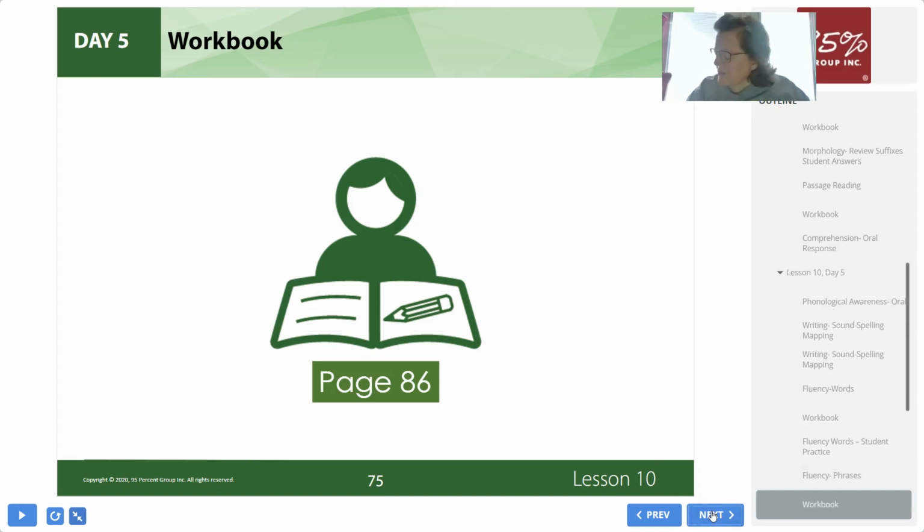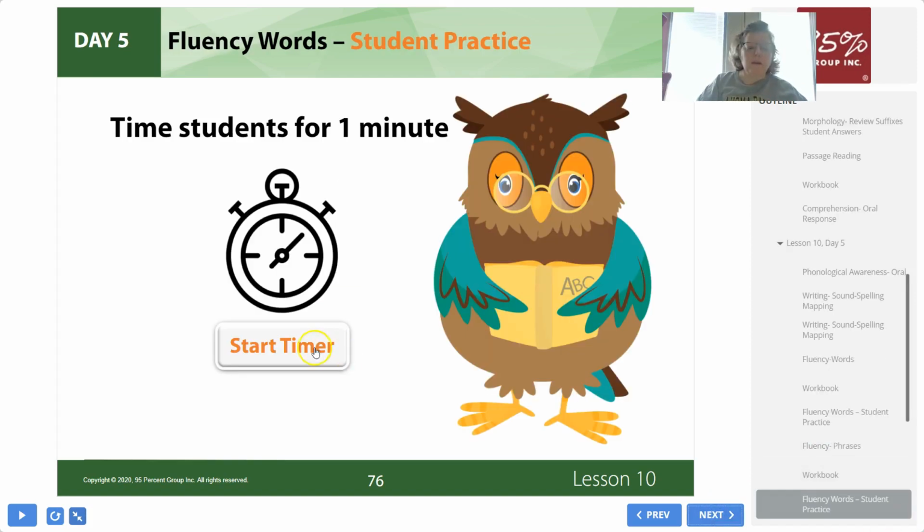All right, next turn to page 86 in your student workbook, which you should still be there, right? When I say begin, point to the first phrase and whisper it. Continue reading across the page. If you finish before I say stop, start at the top and read again. All right, I'm about to say begin. Are you ready? All right, begin.